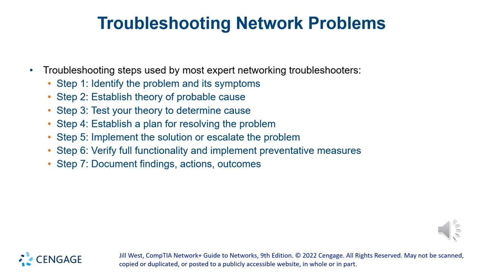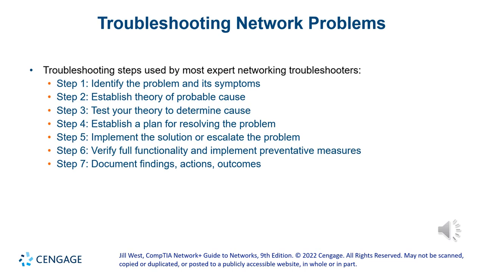Later in the book, we'll go more into troubleshooting network problems, but here the book is trying to give you a little heads up on troubleshooting. Like any other troubleshooting, you want to identify the problem, see the symptoms, see what is not working correctly, and then establish a theory or probable cause of what is causing the problem. Then you test your theory to determine the cause, and then establish a plan to resolve that problem and implement the solution or escalate the problem, if it is out of your hands and has to go to another area.